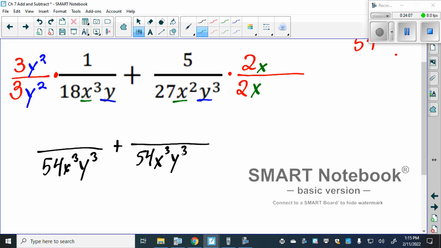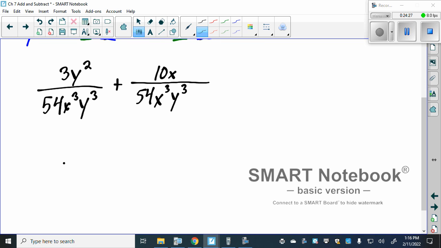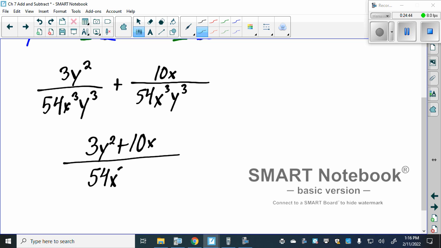Now, when we multiply the numerators, 3y squared times 1 is just going to be 3y squared. 2x times 5, 2 times 5 is 10, and we have our x. Last but not least, we need to add the numerators together. Since 3y squared and 10x are not like terms, we'll just have 3y squared plus 10x over 54x cubed y cubed.